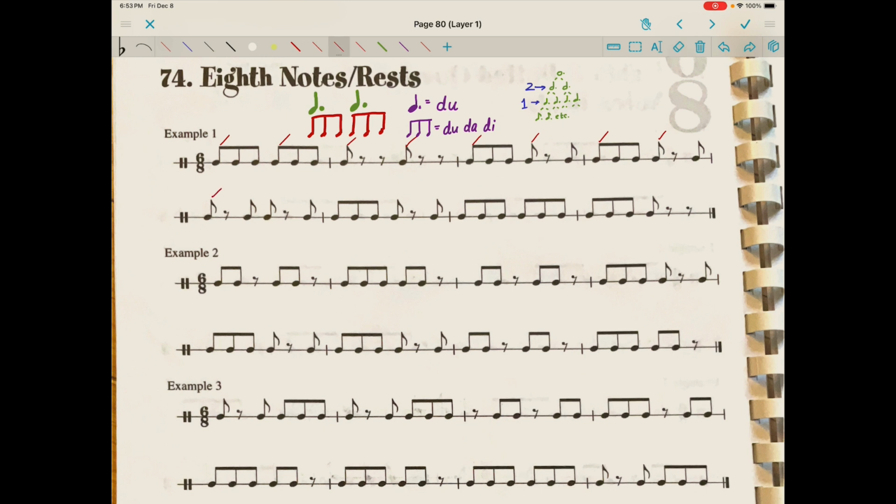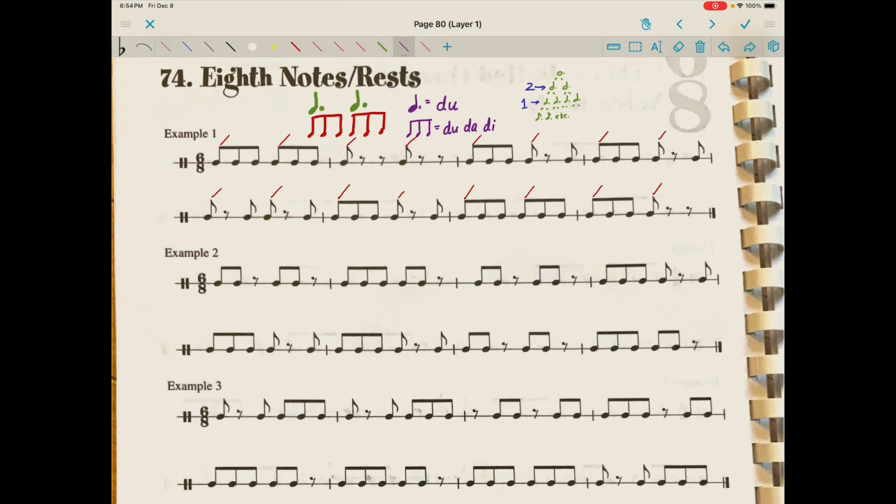Same pattern here. Do, da, di. Next do, da, and of course this will be our silent or whispered or mouthed da, di. Do, da, di. Do, 8th note, 8th rest, 8th note, finishes out that beat. Next do, da, di completes that beat, do, da, di, and do 8th note with 2 8th rests.